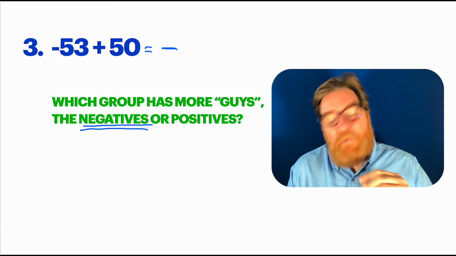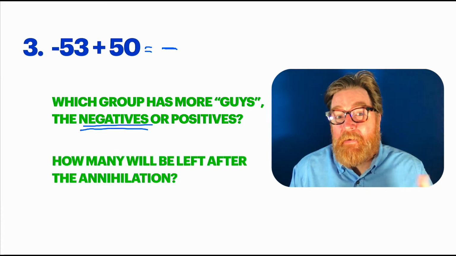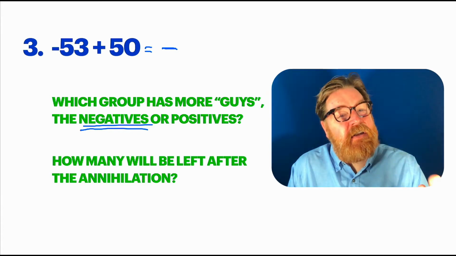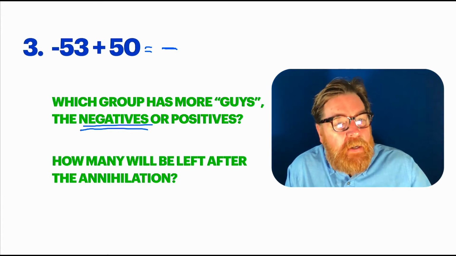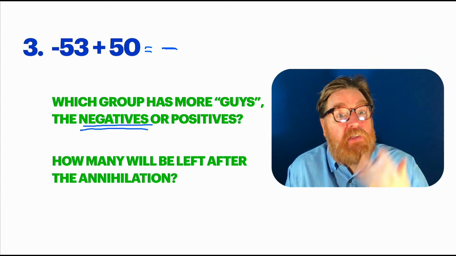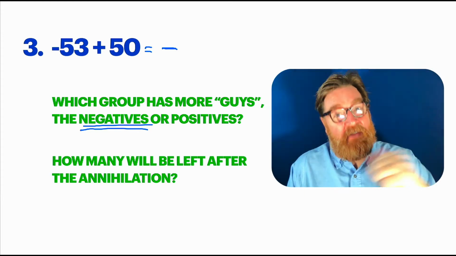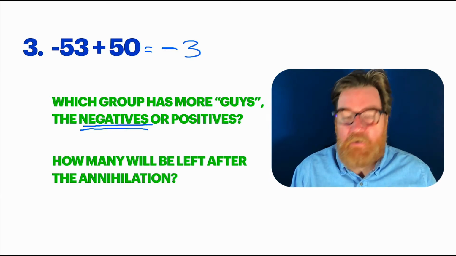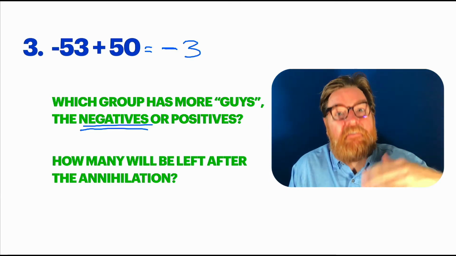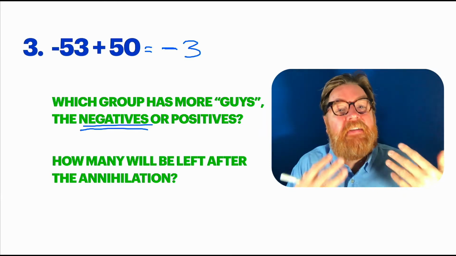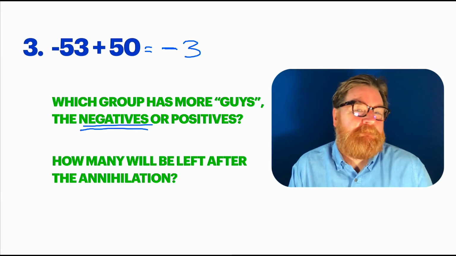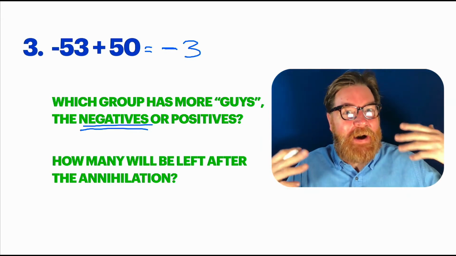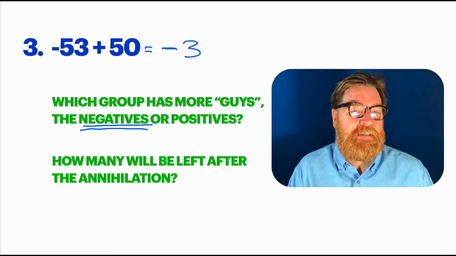Well, how many negatives are going to be left after the annihilation? Well, take a look at the numbers. You might even be able to see it, right? It looks like we have 3 more negatives than we do positives. So when all the annihilating's done, we're going to have negative 3, or 3 negatives left. Negative 3. That's all there is to it. So we're sort of using the n's and p's model, but without writing all the n's and p's.